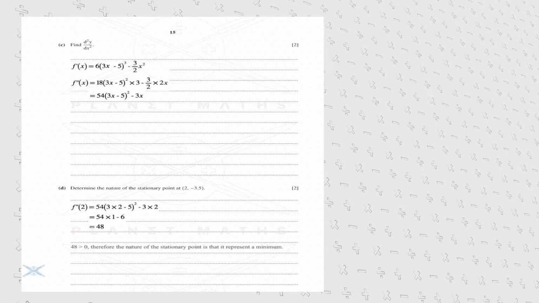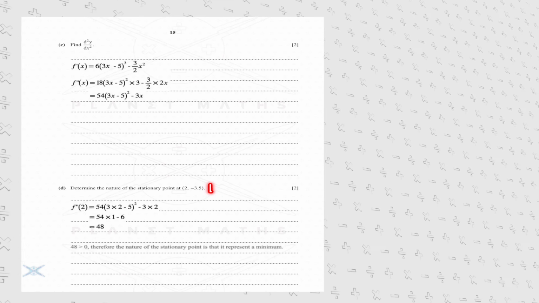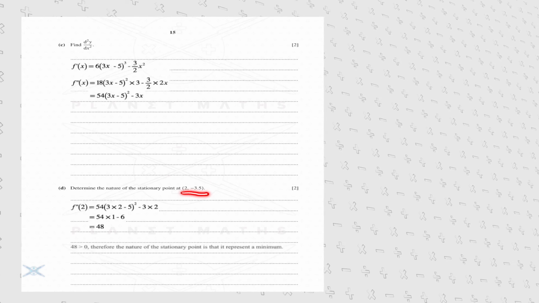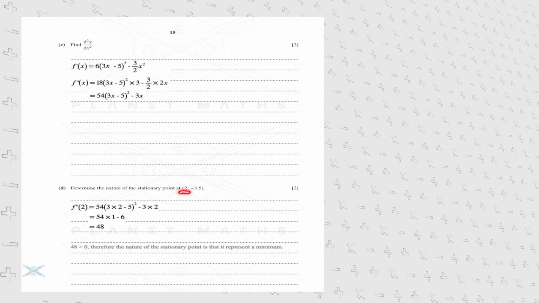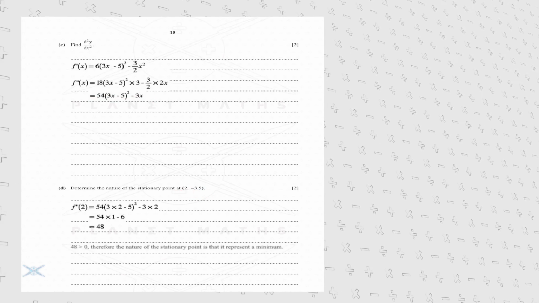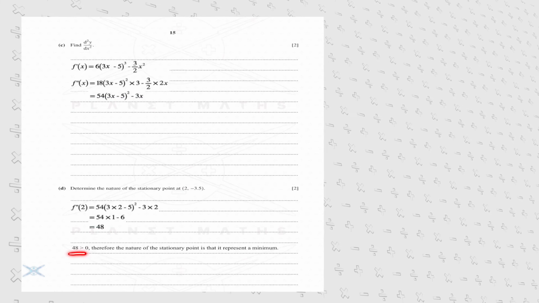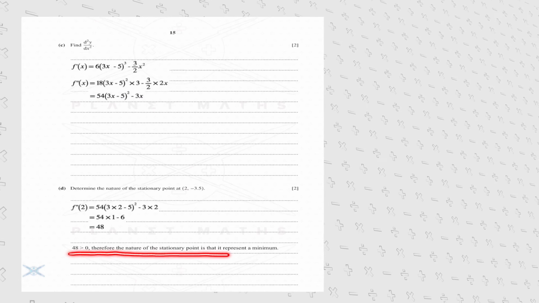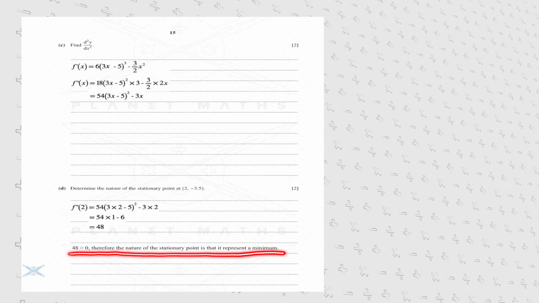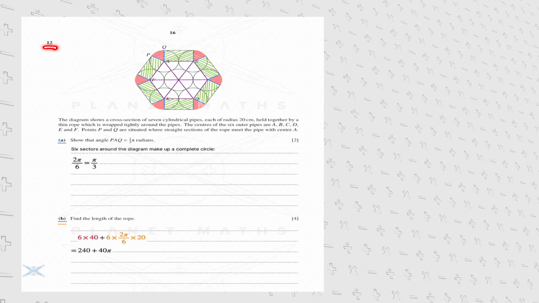In the final part of exercise 11 we are now to determine the nature of the stationary point at the coordinates 2 and -3.5, and this is done through substituting 2 for x in the second derivative, whereby we receive a positive number, meaning that since 48 is positive, the nature of the stationary point is that it represents a minimum.